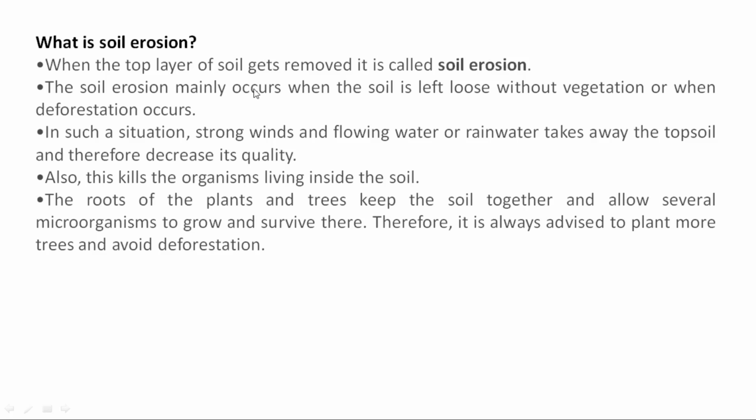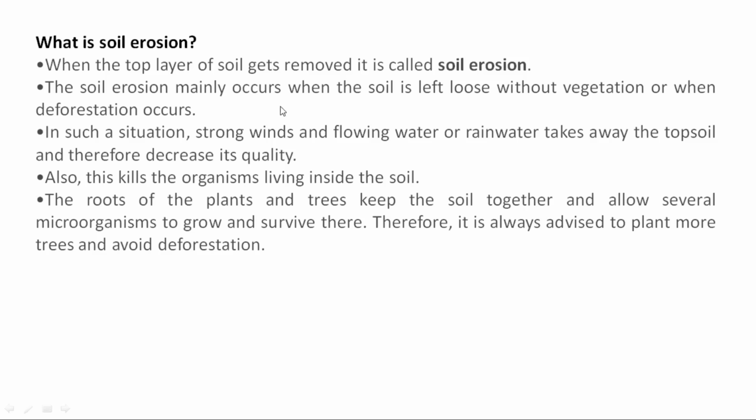Soil erosion mainly occurs when soil is left loose without vegetation. Without vegetation means without trees, or when deforestation occurs. Deforestation means cutting of trees or removing the jungle. So when there are no trees, no jungles, soil erosion occurs very easily.